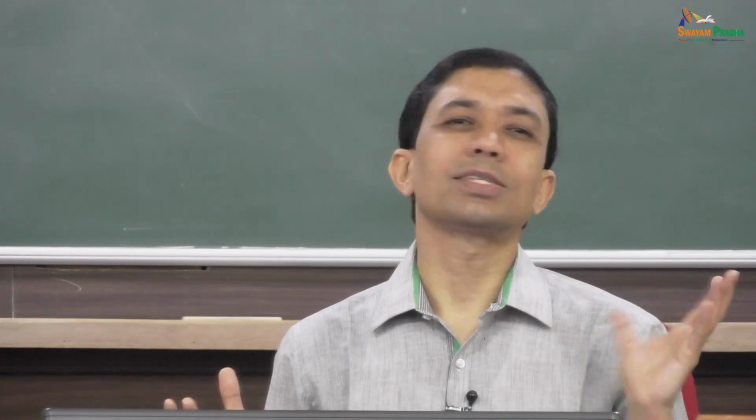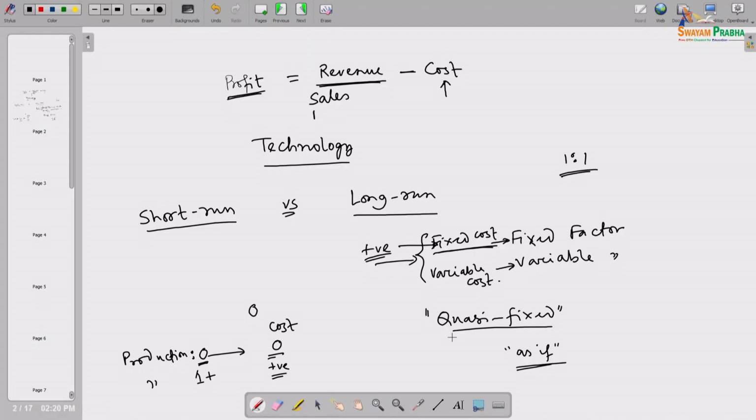As soon as I start production, some cost I have to incur for that lamp, and that does not depend on how much production I am producing, 1 unit, 5 units, 10 units, like that. So, this quasi fixed factor looks as if it is a fixed factor, but when you are not producing anything, you need not incur any cost for that. Okay. So, that is the thing.